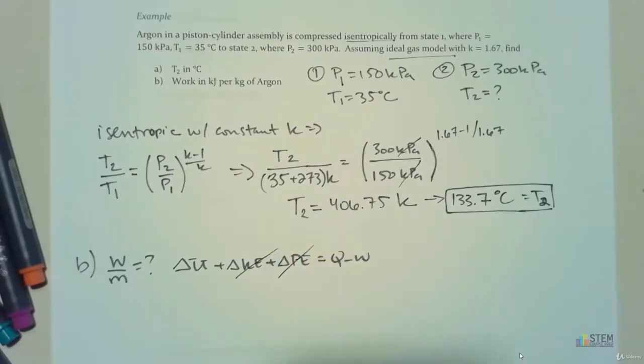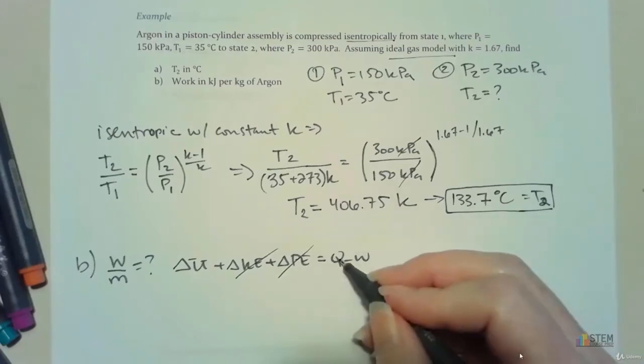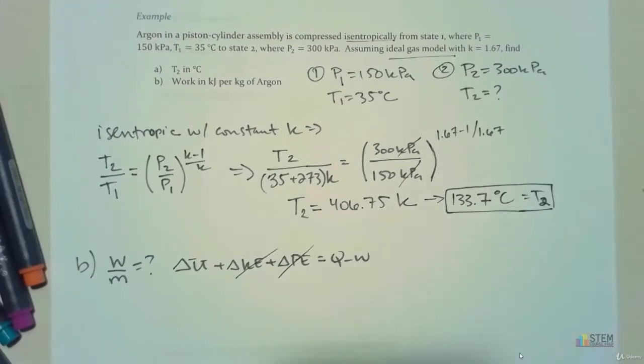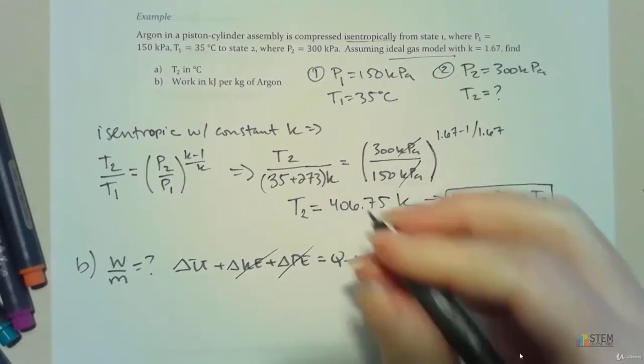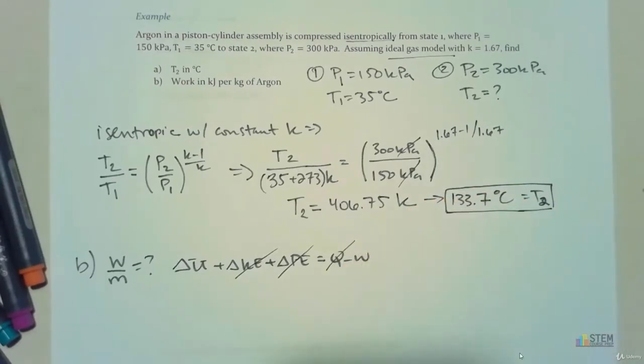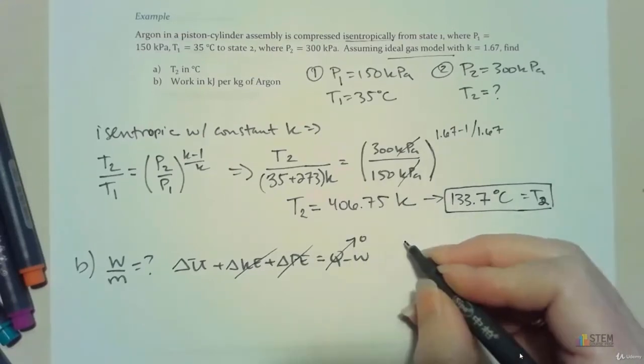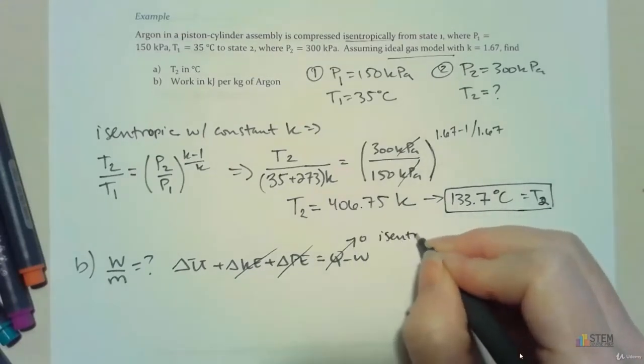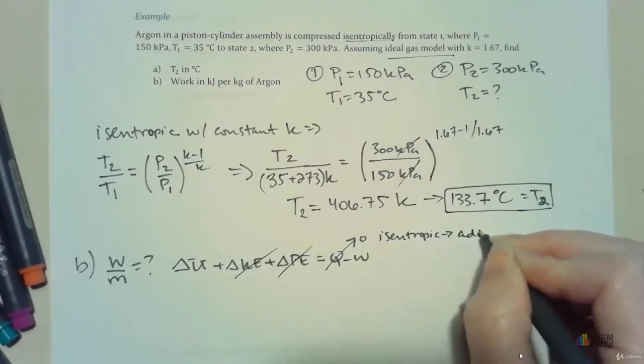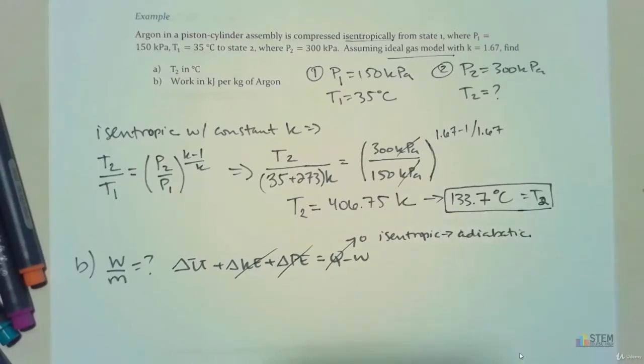These two go away. Now, what about Q? Are we going to have anything there? We're not going to have anything there. Remember, this is isentropic. That means it's adiabatic. If it's adiabatic, Q goes to 0. So let's make a note on that so you know why that is. Now that we've got that, we just have delta U equals negative work.